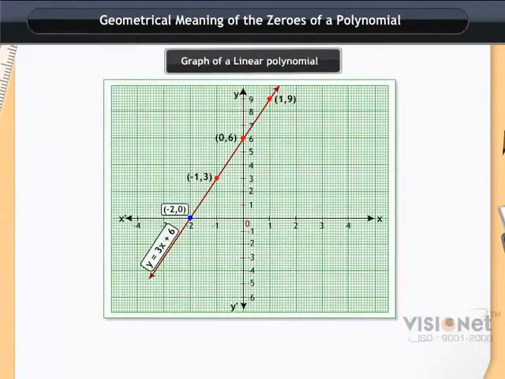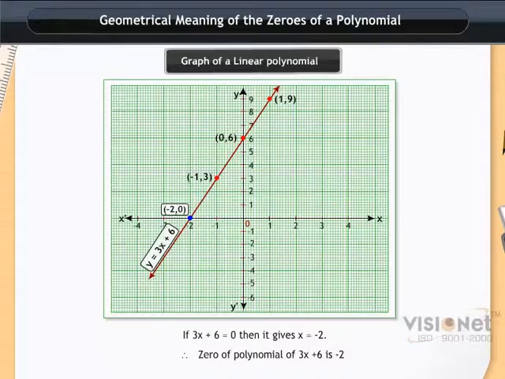From the graph, we can see that y is equal to 3x plus 6 intersects the x-axis at -2, 0. If 3x plus 6 is equal to 0, then it gives x is equal to -2. That means the zero of the polynomial 3x plus 6 is -2. So, the x-coordinate of the point where the line intersects the x-axis is also -2. Hence, the zero of the polynomial is the x-coordinate of the point where the graph of y is equal to 3x plus 6 intersects the x-axis.